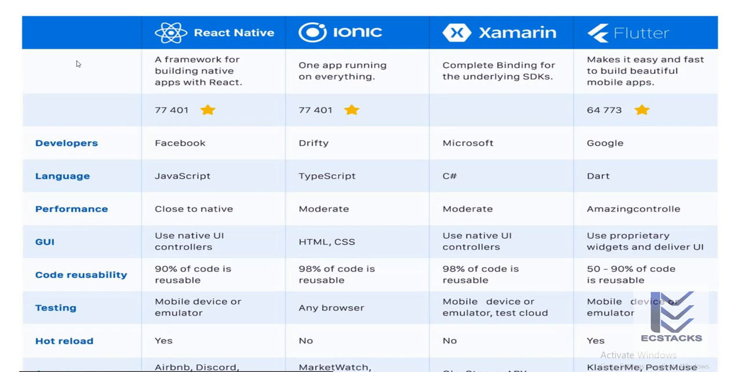Now, hot reload. React Native has hot reload, while Ionic doesn't, Xamarin also doesn't, and Flutter has hot reload. Hot reload matters because when we are building apps, they normally need to be redeployed. With hot reload, you can deploy your apps within seconds, and it will rebuild your app within seconds. You'll get to know more about hot reload once you are right in the course.